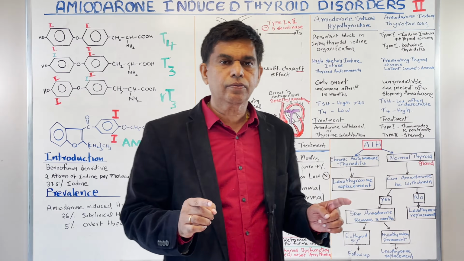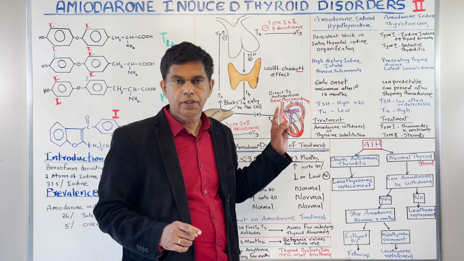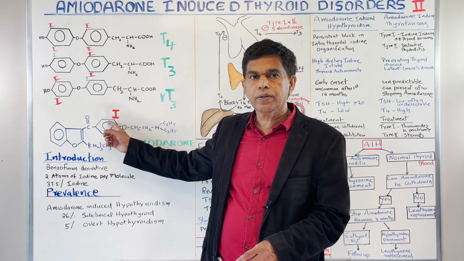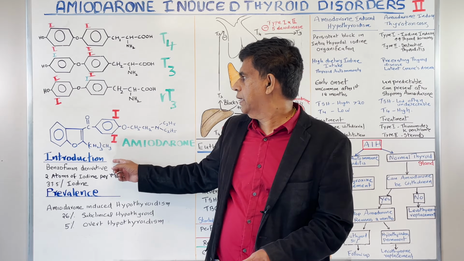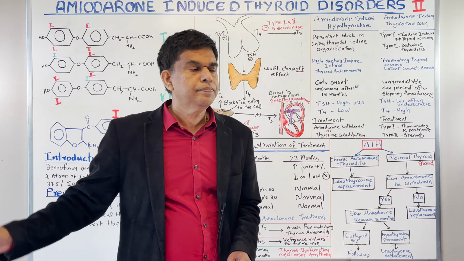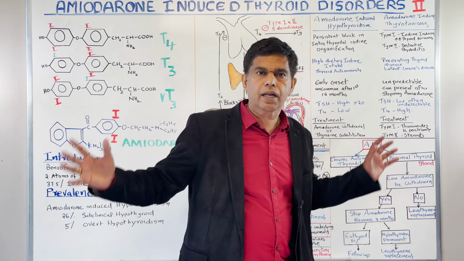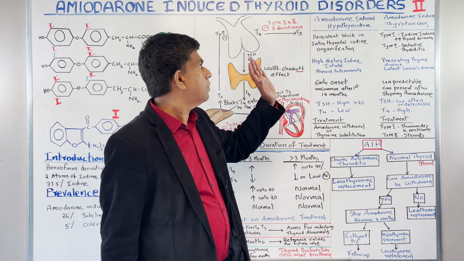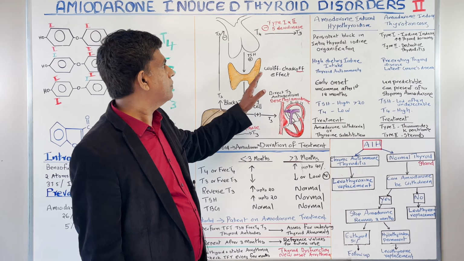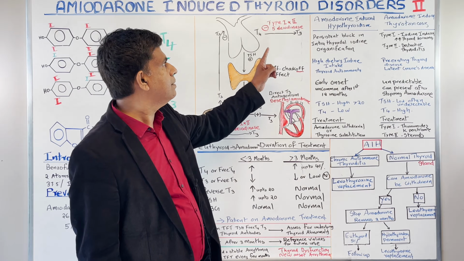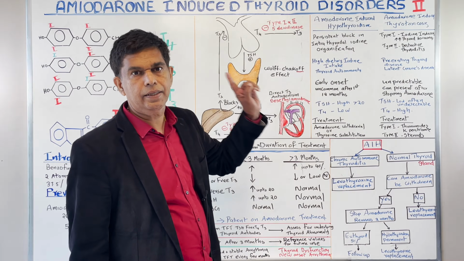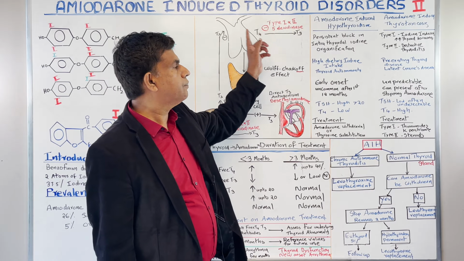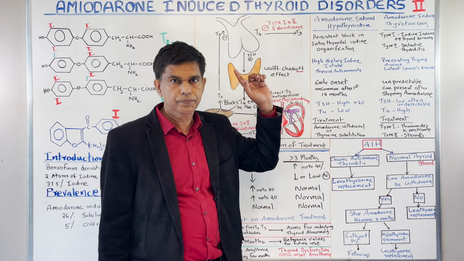Now let's look at the pathophysiology. What does amiodarone do? We already said, look at the amiodarone: 2 atoms of iodine attached right there, and 40% iodine content. That's a lot of iodine coming in. Amiodarone also has some other effects. It inhibits type 1 and type 2 deiodinase, which convert T4 to T3. So T4 goes up, and T3 will be less.